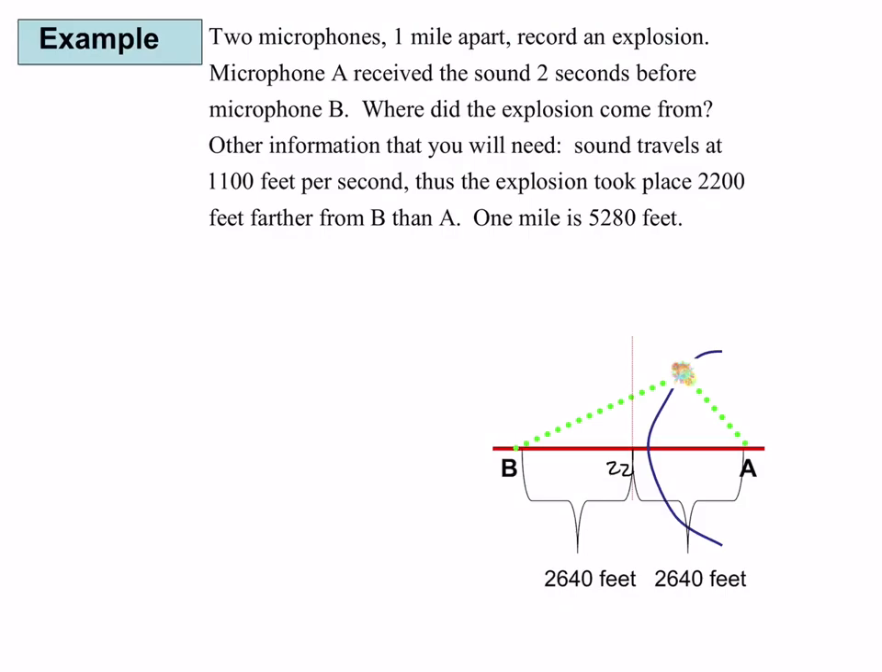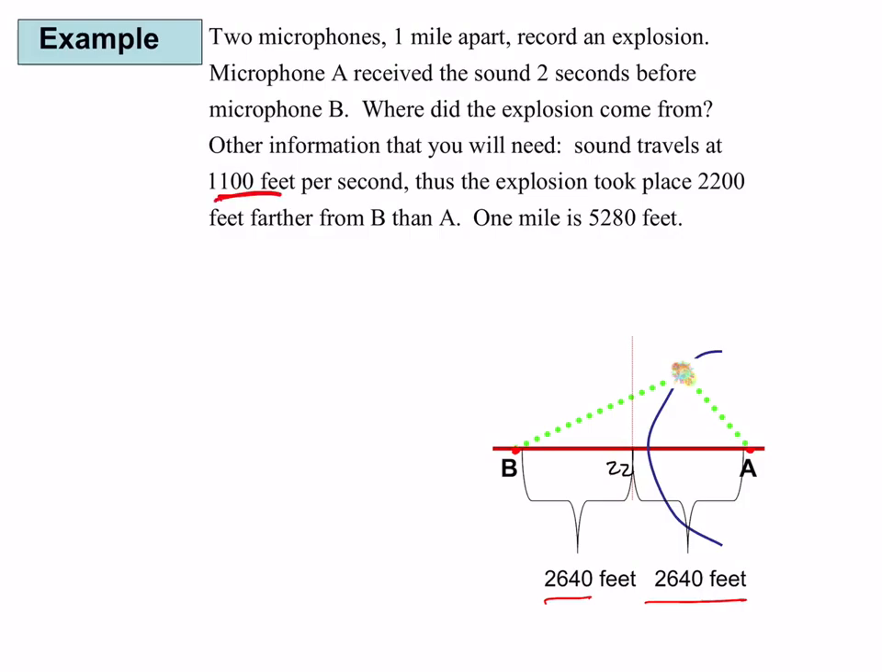Another one is microphones, estimating where a shot has come from, or an explosion, or some kind of sound. So if we have two microphones that are a mile apart, that's 5,280 feet. Split that and you get 2,640 each. An explosion happens and it reaches microphone A 2 seconds faster than microphone B. Where would we find the explosion?